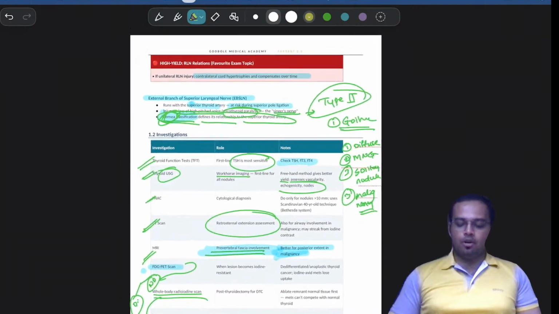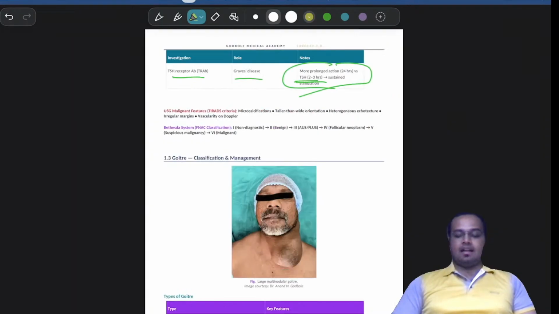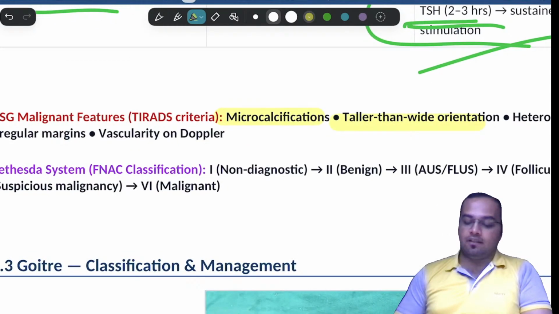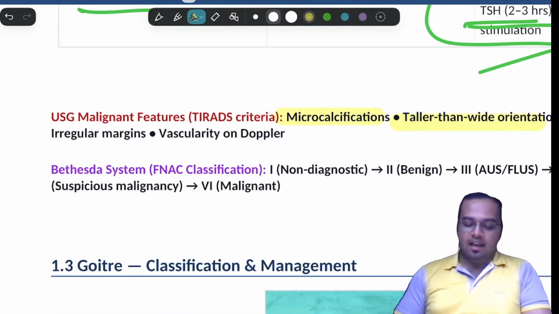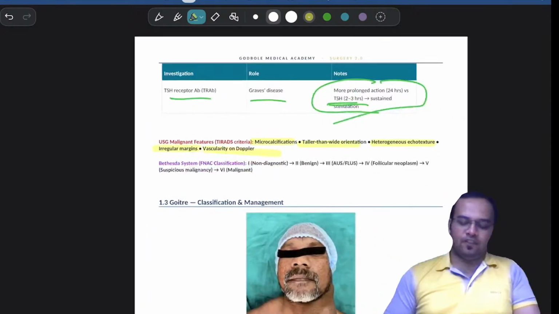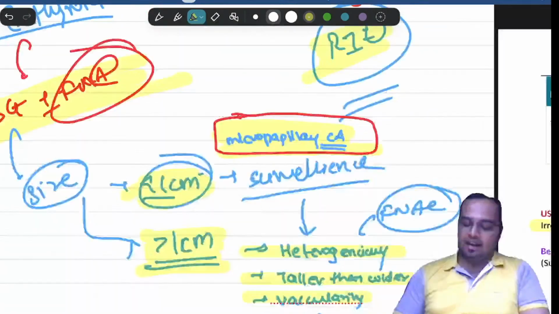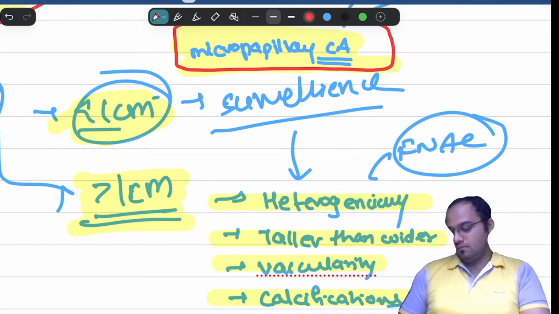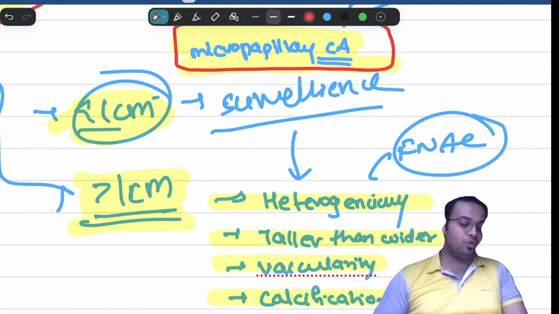So we talked about investigations. Patient आने के बाद हम लोग क्या क्या करने वाले हैं? So what are the USG malignant features? Microcalcifications, taller than wider nodules, heterogeneous echostructure, irregular margins and vascularity. So the fifth thing which I missed out is the irregular margins. So ये 5 basis पे उन लोगों ने they have designed the thyroid score.